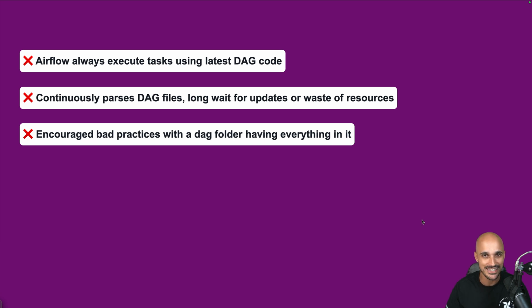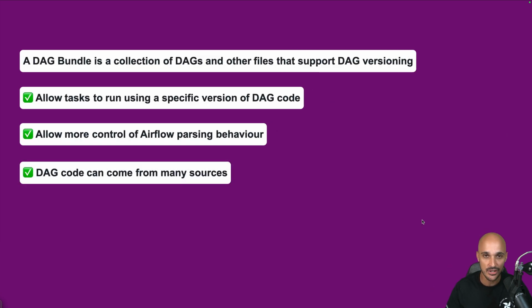But with DAG bundles, this is over. A DAG bundle is a collection of DAGs and other files that support DAG versioning. They allow tasks to run using a specific version of DAG code, they allow more control over Airflow parsing behavior, and also your DAGs can come from many different sources.